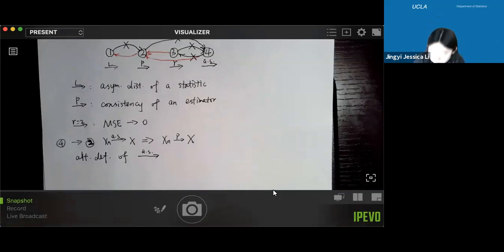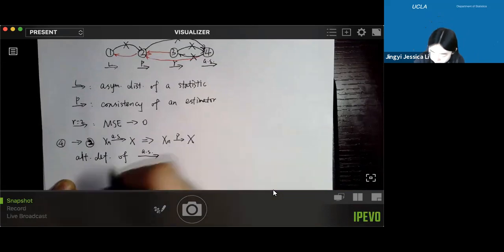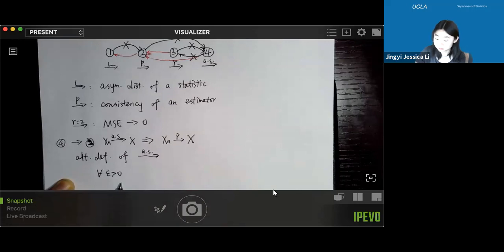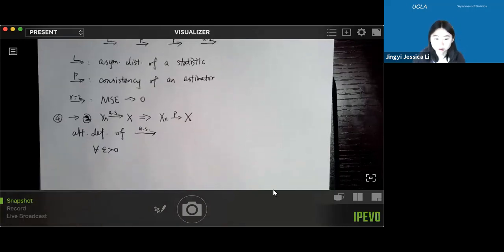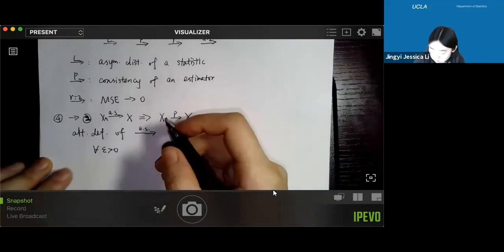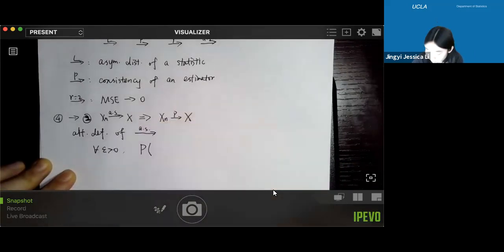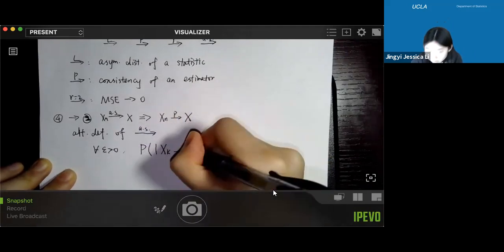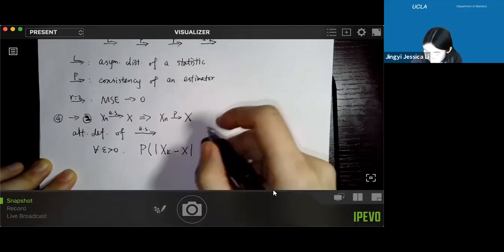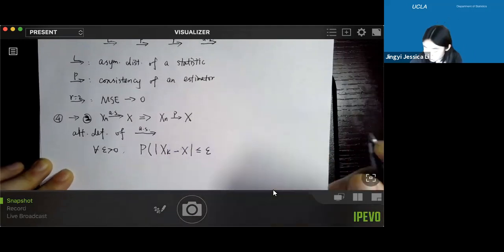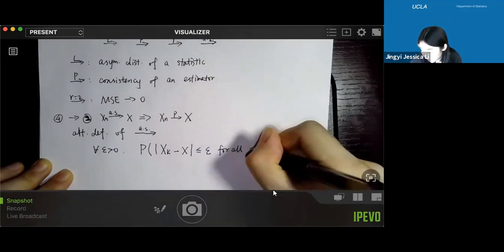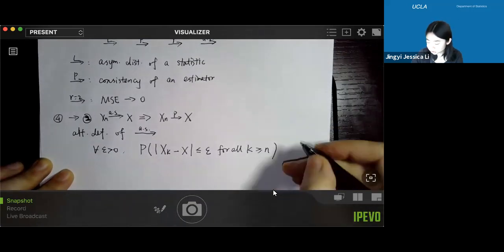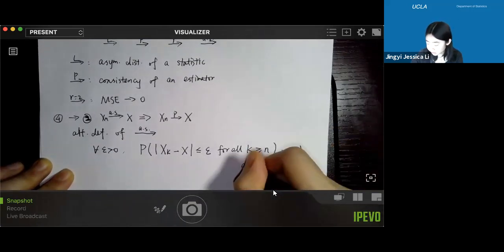So this alternative definition is that for any epsilon greater than 0, we're in a setting similar to convergence in probability. For any fixed epsilon greater than 0, we would have the probability that |xk minus x| is less than or equal to epsilon for all k greater than or equal to n converge to 1 as n goes to infinity.